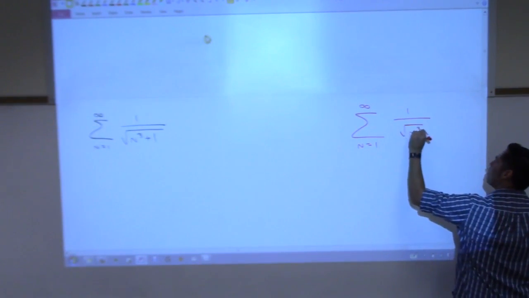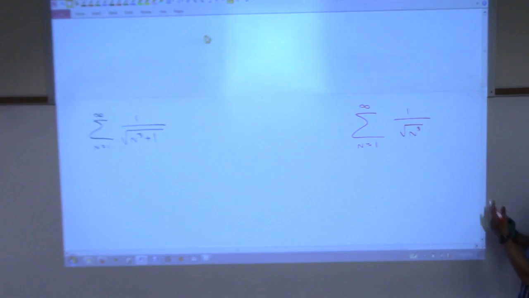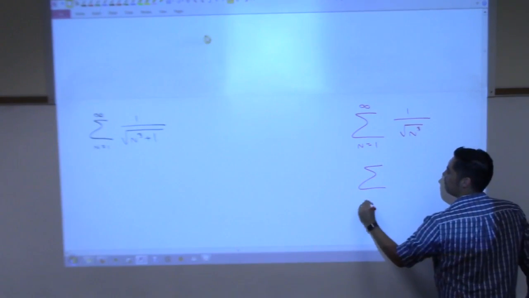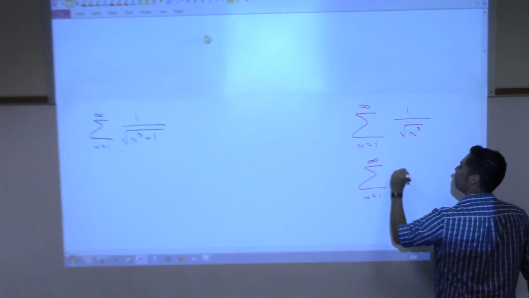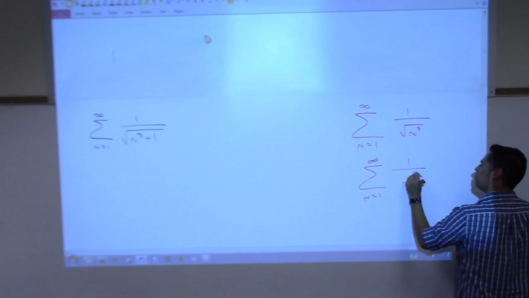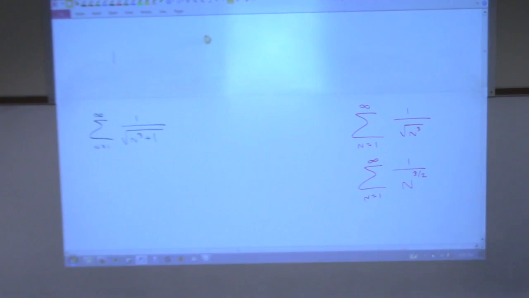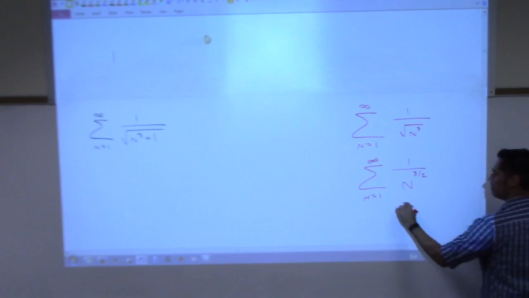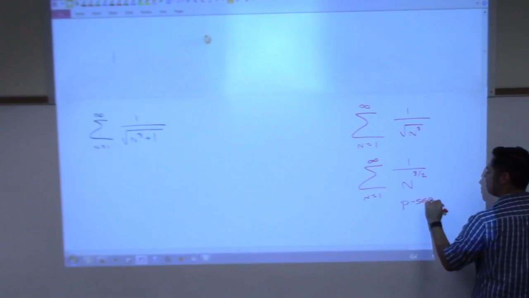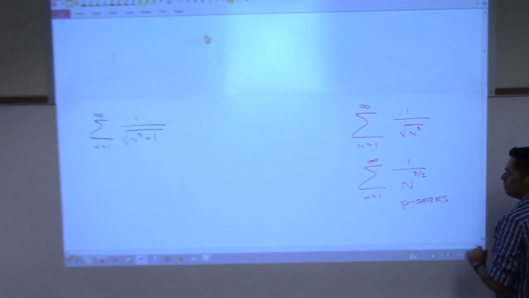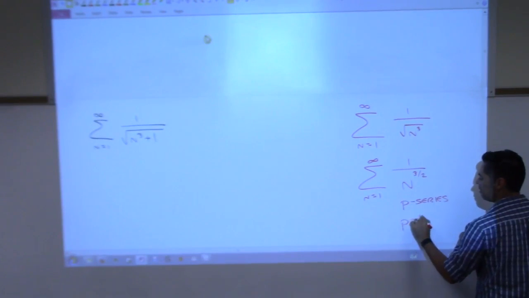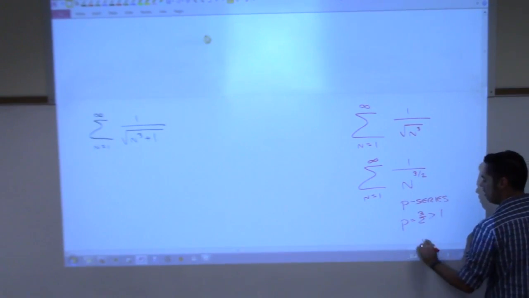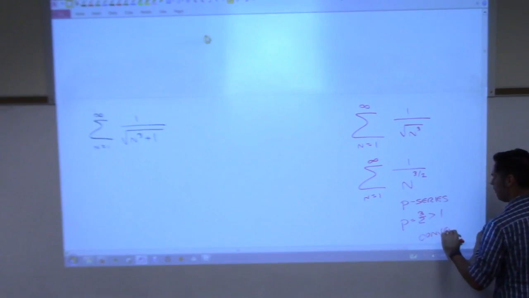Look, this may not work, okay, everyone? This may not work, but I'm thinking, if anything, it looks a lot like that, doesn't it? Now, what is this? N to the 3 halves, right? What is that? P series. This is a P series. Do you know what this P series does? P is 3 halves. It's bigger than 1. This converges, doesn't it?